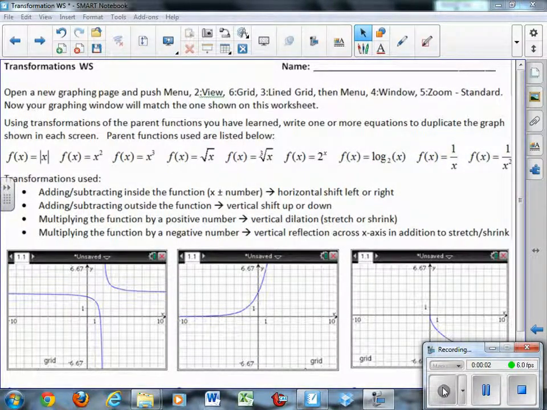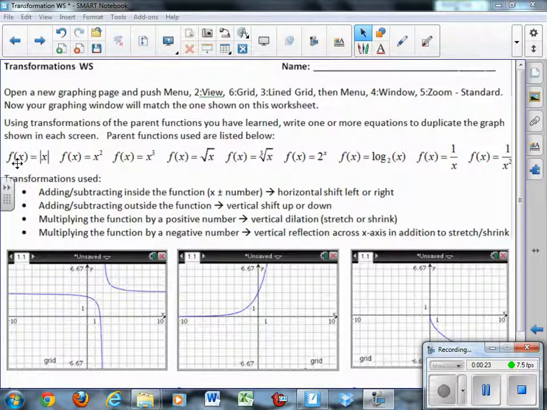In this video, I'm going to teach you how to get started on the transformation worksheet. First of all, you need to follow the directions on the first two lines about how to set your calculator up so that the window on your calculator looks exactly the same as what I have on the worksheet. So pause right now and get the calculator set up.